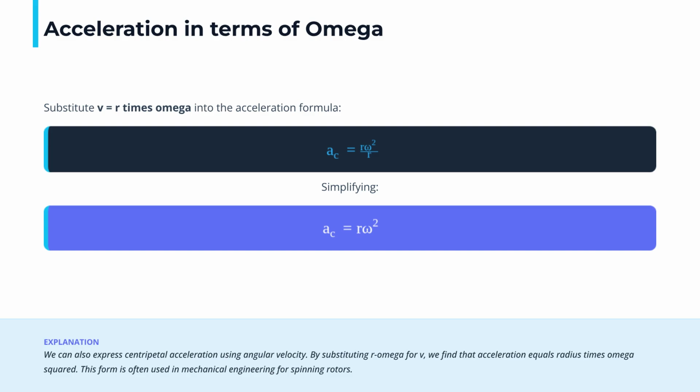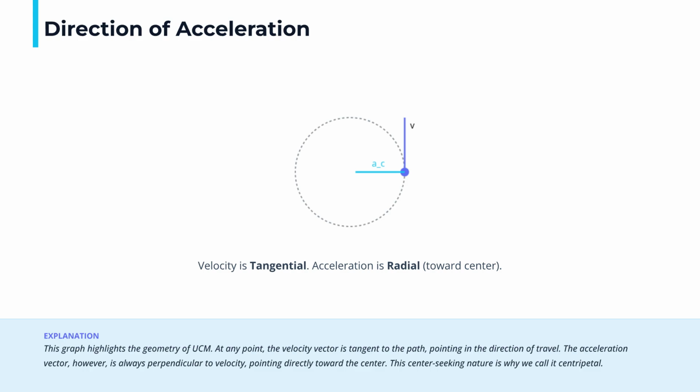By substituting r omega for v, we find that acceleration equals radius times omega squared. This form is often used for spinning rotors. At any point, the velocity vector is tangent to the path, while the acceleration vector is always perpendicular to velocity, pointing directly toward the center. This center-seeking nature is why we call it centripetal.